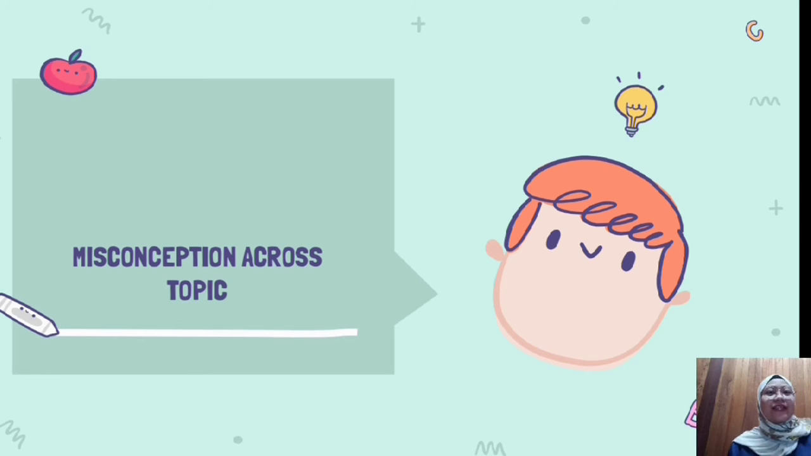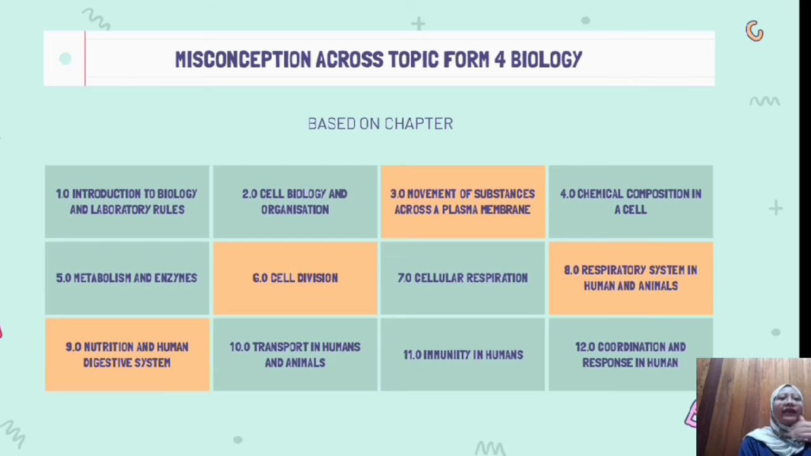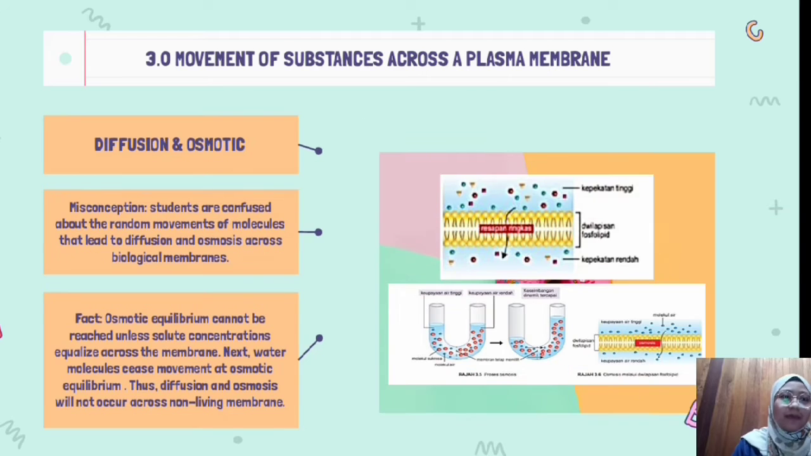Okay, now we're going to go with the misconceptions across the topics. So what do we have here? These are misconceptions across the topics that I cover from Form 4 biology. The topics covered are 3.0, which is the movement of substances across the plasma membrane, cell division, respiratory systems, and nutrition and the human digestive system. So we're going to start with 3.0, movement of substances across the plasma membrane.